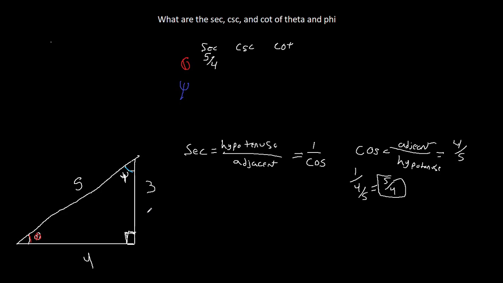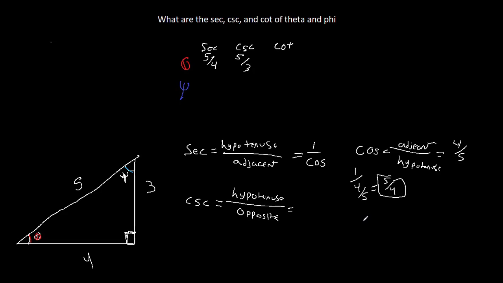Let's go through the next trig function here, which is going to be the cosecant, or CSC. So the cosecant here is going to be hypotenuse again over opposite. And so for angle theta here, the hypotenuse is still 5. But now we're talking about opposite. The opposite side is the side that is not touching the angle. So in this case, our opposite side is going to be 3. So our cosecant is going to be 5/3.